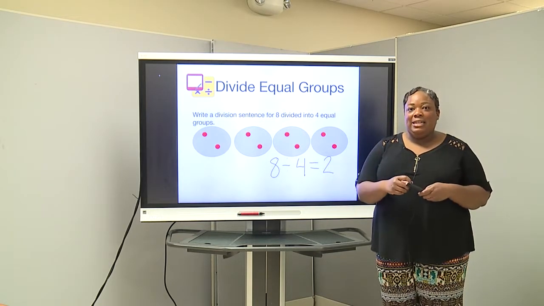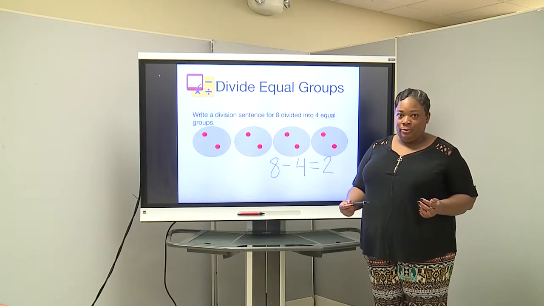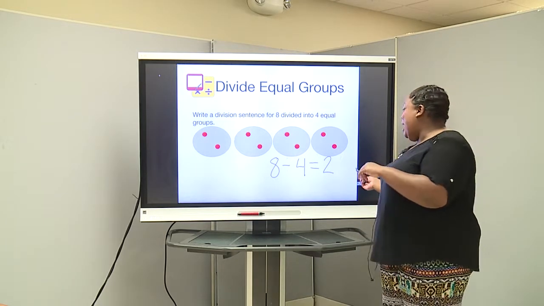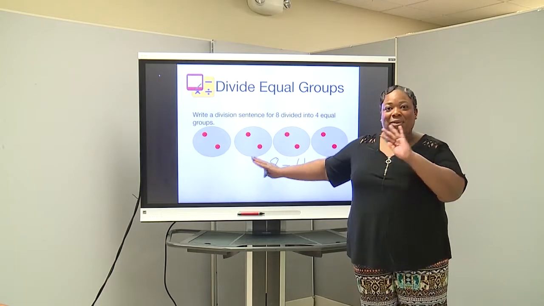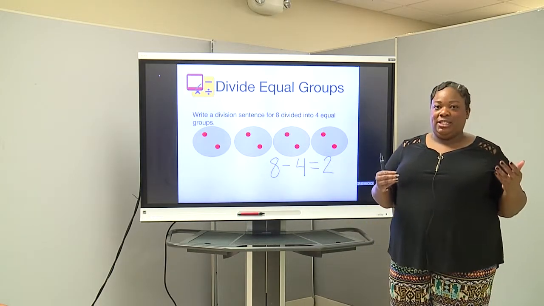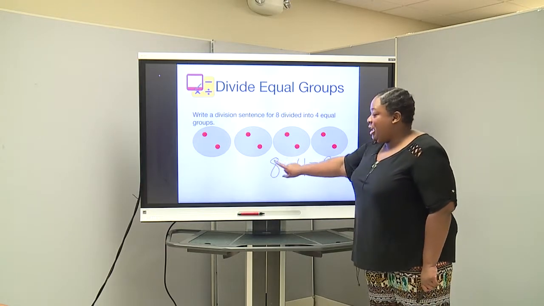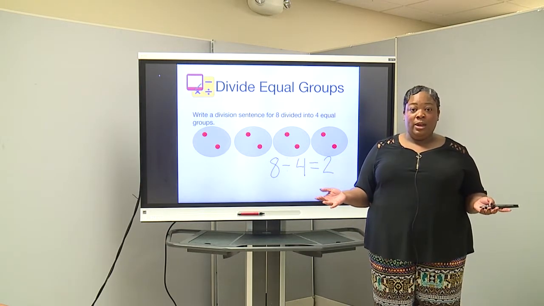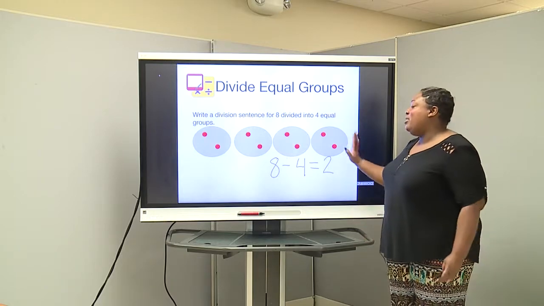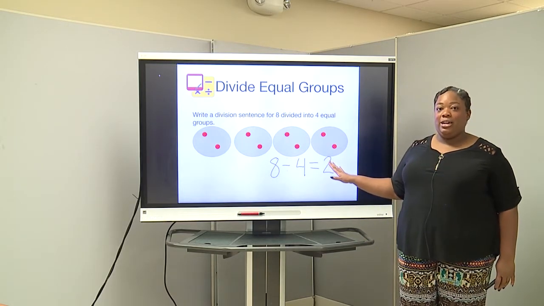Do you remember how I said you could check your answer? Correct. You can start from the end and go back to the beginning and use multiplication to see if it makes sense. Let's see if it does. 2 times 4 equals 8. Is that true? Yes, it is. So we know that our division equation is correct also, all right?